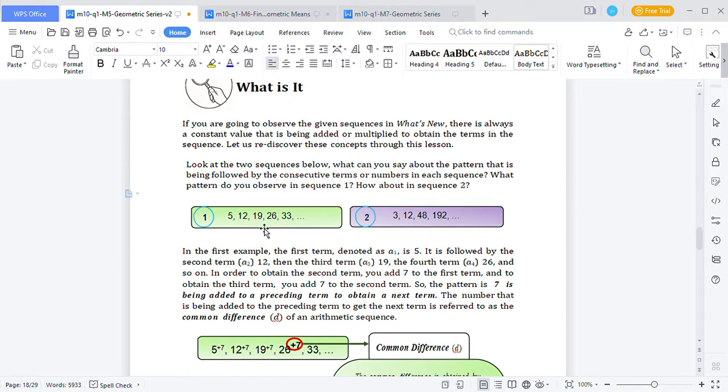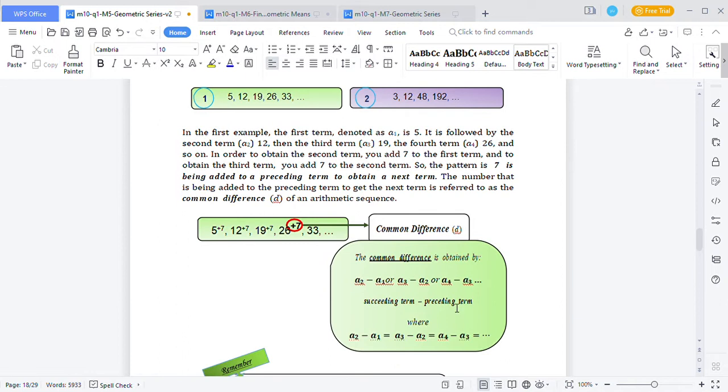12 plus 7, that's 19. 19 plus 7, that's 26. And 26 plus 7, that's 33. And in number 1, we have there what we call the common difference, which is obtained by subtracting the mga nagsunod na mga terms.